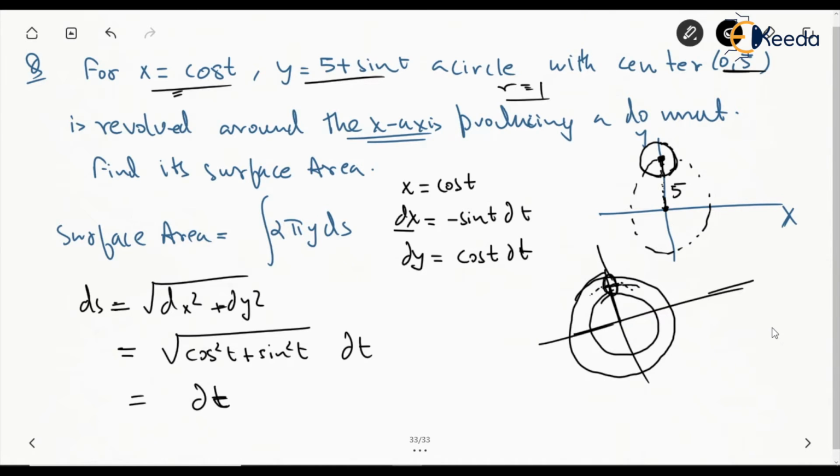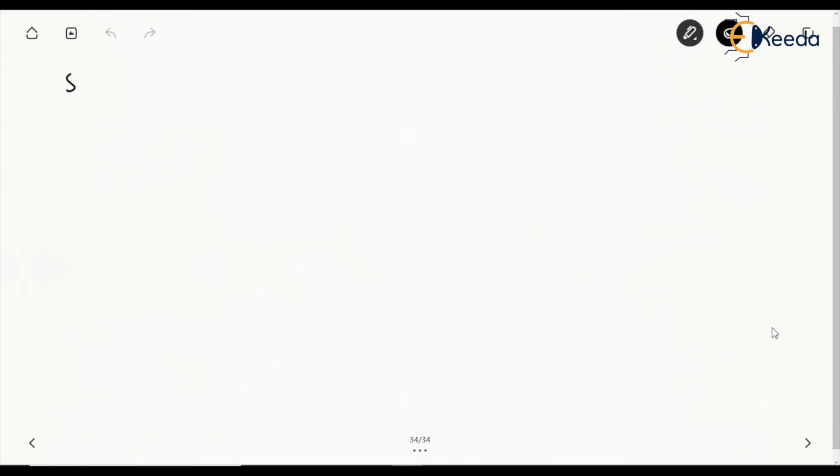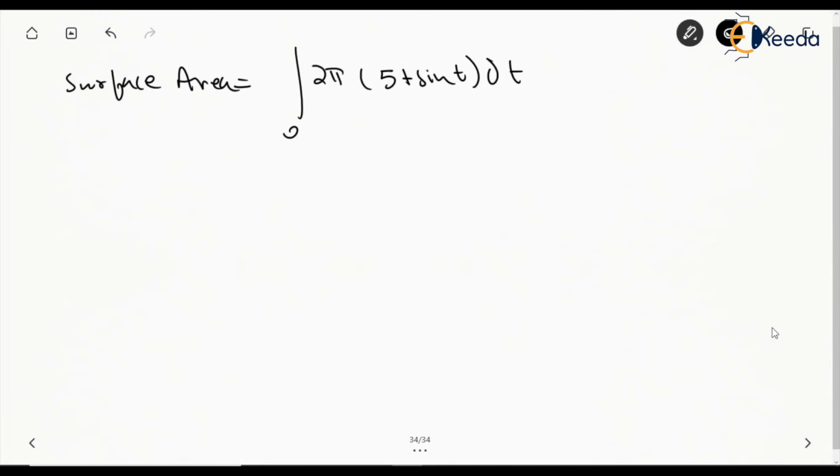And what will be the limits for t? This will be from 0 to 2 pi, right? 0 to 2 pi, because this t is forming a circle, this t has to rotate from 0 to 2 pi, right? So that's it. Now we just have to find the values. So this surface area will be the integration of 2 pi, y is given as 5 plus sin t, into dt from 0 to 2 pi, right?